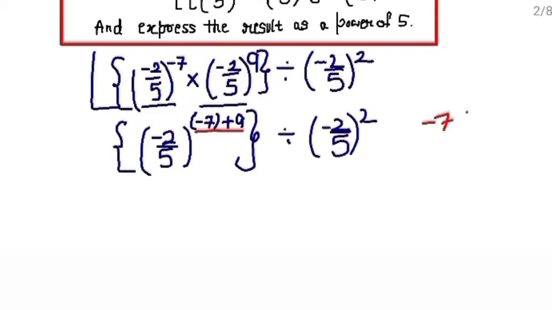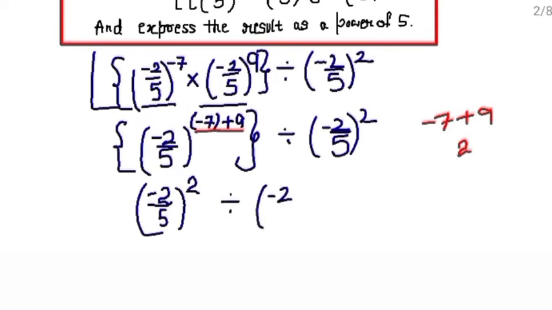Minus 7 plus 9. Signs are different, so values will be subtracted. 9 minus 7 is 2 and sign will be of greater numeral, which is plus. So now this will become minus 2 upon 5 raised to the power 2 divided by minus 2 upon 5 raised to the power 2.